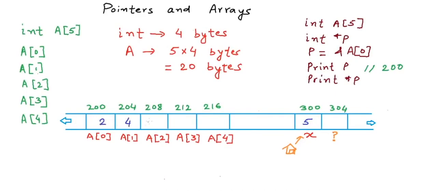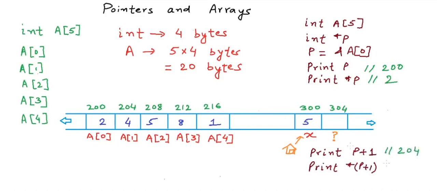Let's fill up some values in the array. So *p would be 2. Now if I want to print p + 1, then the address would be 204, and if I dereference p + 1 and try to print this value, then it will be 4. And similarly, if we wanted the third element in the array, we could do p + 2 here. Using pointer arithmetic makes sense in the case of arrays, because we know what is in the adjacent location.